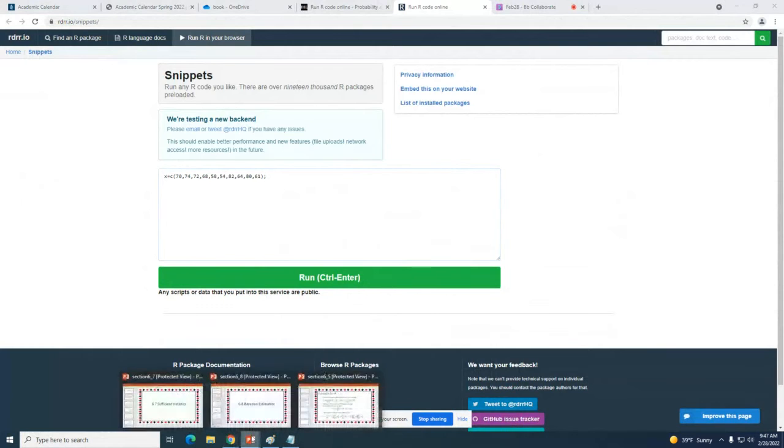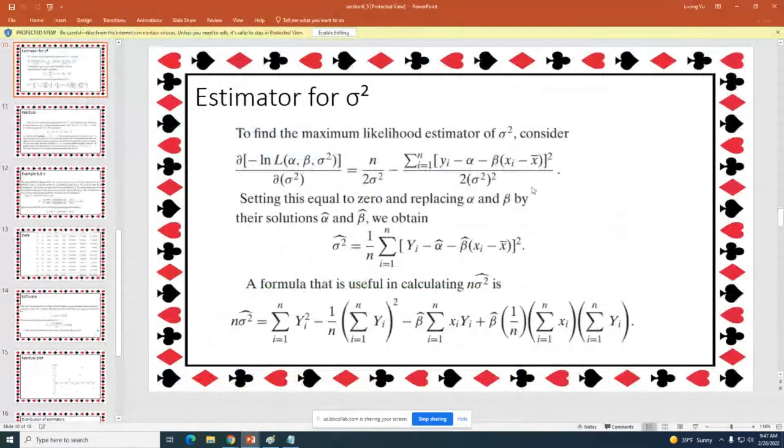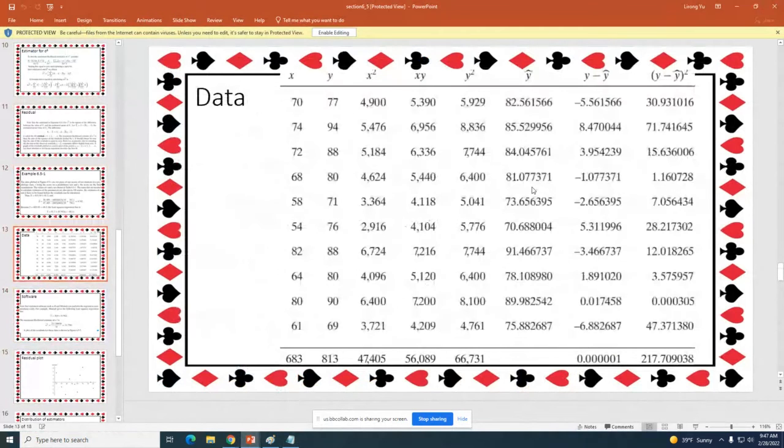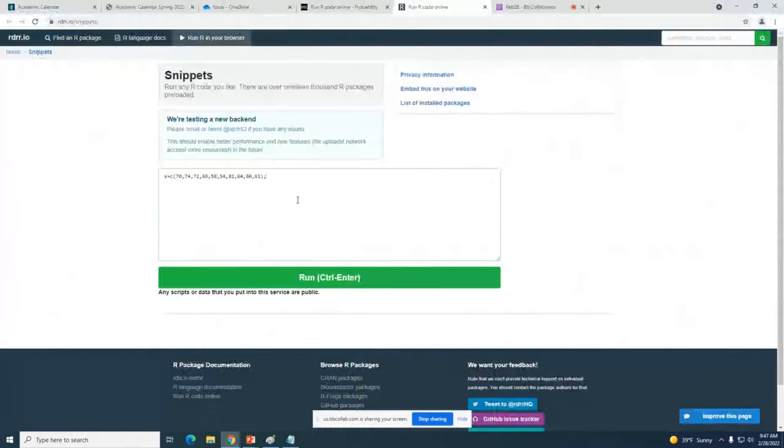This is our X data. I was trying to confirm that this is the same data as we had over here. See, this is our data. The summation is supposed to be 683. Occasionally I make a mistake of entering the wrong data, so I thought maybe I should double check.